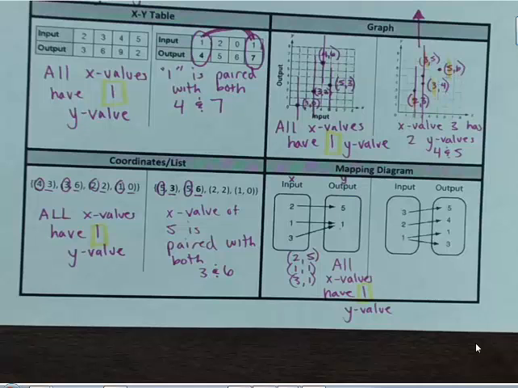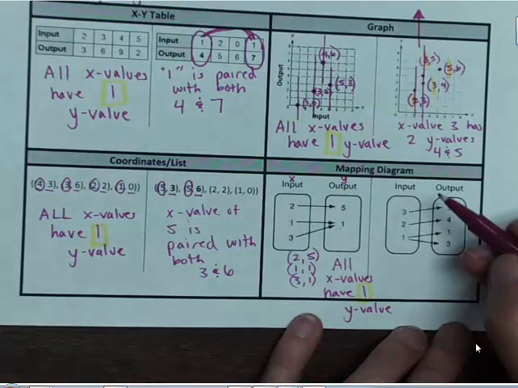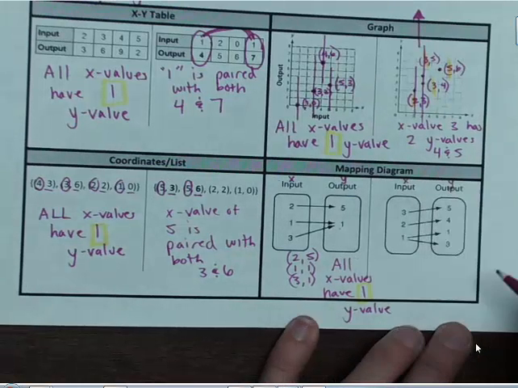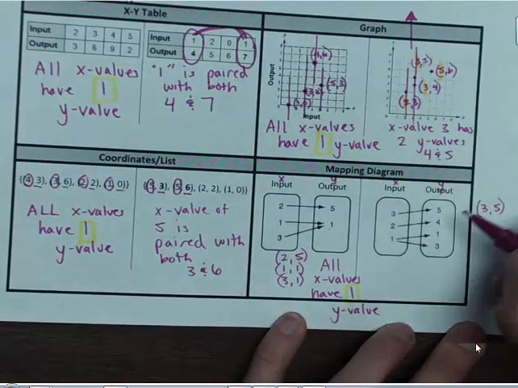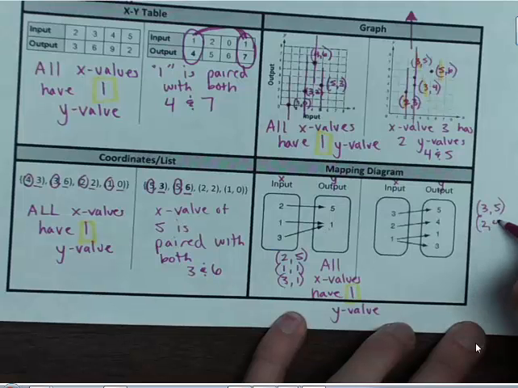Okay, now if we look at the second option, our input are our x values, output is our y. So off to the side I have 3, 5. That's my first point. 2, 4. I have 1, 1, and 1, 3.